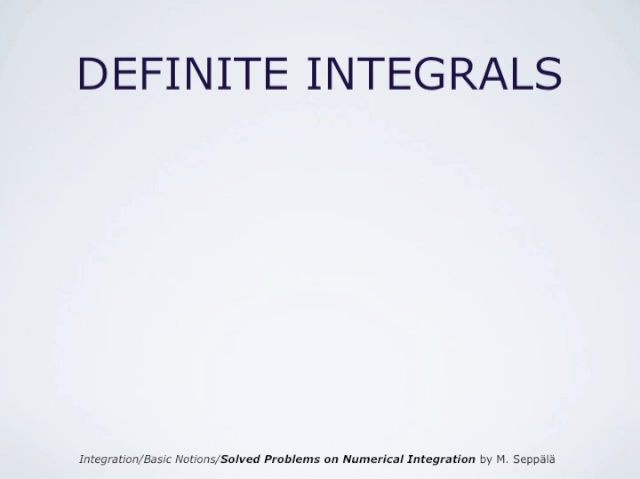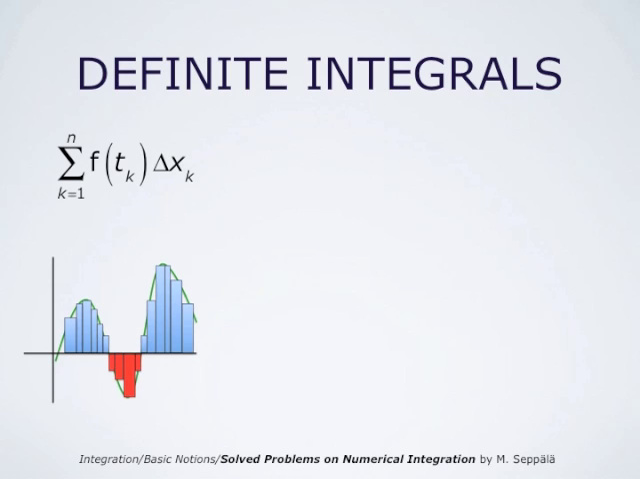Let me start by recalling that definite integrals have been defined as limits of Riemann sums. A Riemann sum for a function f over an interval from a to b is obtained by decomposing the interval first into subintervals. Let delta of xk denote the length of the kth subinterval. From each subinterval, choose a tag point tk, and then form the quantity f at tk times delta of xk.